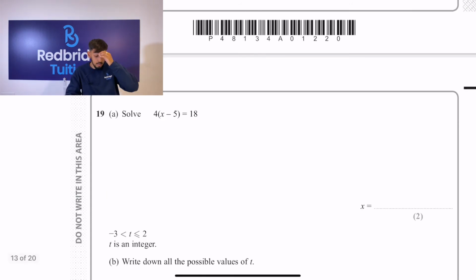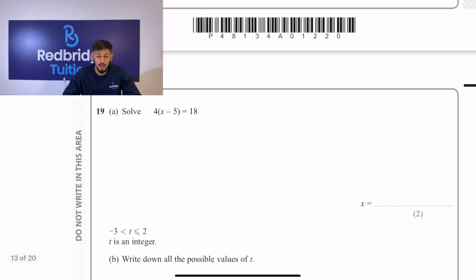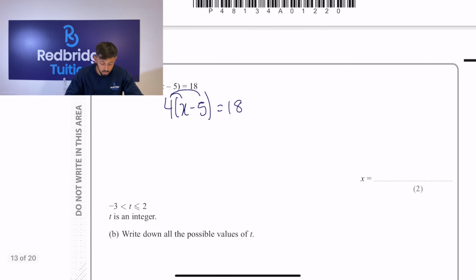Question number 19, part A, says to solve 4 bracket x minus 5 is equal to 18. So the first thing that we're going to do is expand these brackets. So 4 bracket x minus 5 is equal to 18. I'm going to put my fish hooks. So we're going to have 4 times x, take away 4 times 5, which is take away 20, and that equals 18. Now we need to make x the subject of the formula to solve the equation.